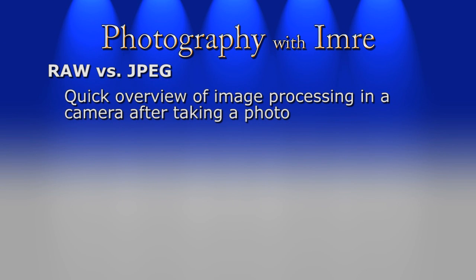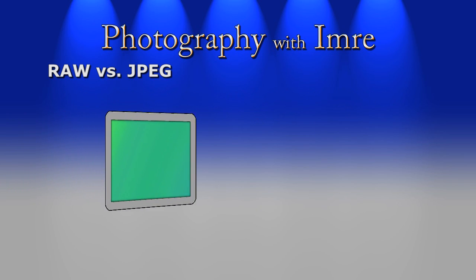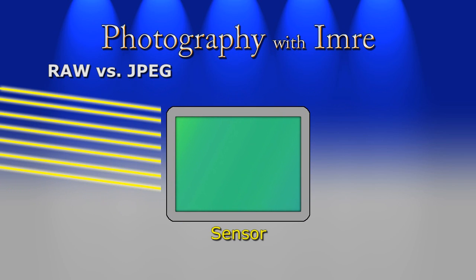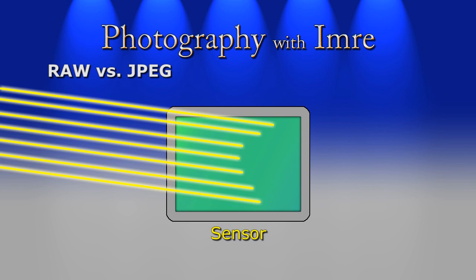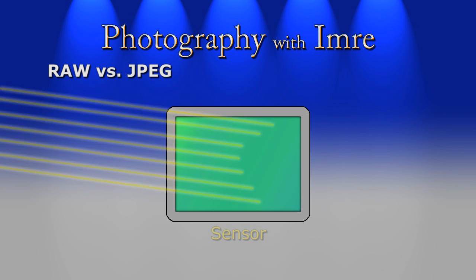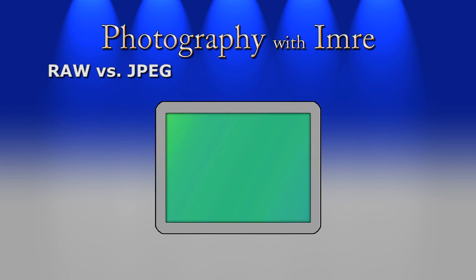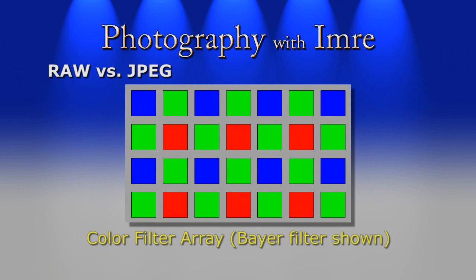Okay. Now, before we get into the battle of file formats, let's take a quick overview of what happens when you take a photo with your digital SLR. Let's start at the point where the sensor is being exposed to light. Before light actually hits the electronics that convert it into electrical charges, the light must first pass through a color filter array that sits on the sensor. There are several varieties of color filter arrays, but one of the more common types is a Bayer filter, and here's what its pattern looks like.